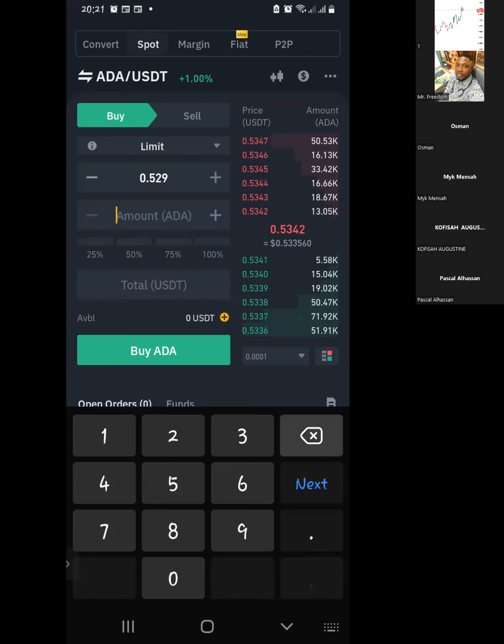Please, is this clear so far? Is anyone confused? If you are confused, let me know and I can take it again. It's clear. Nobody is confused. All right, then let's continue.